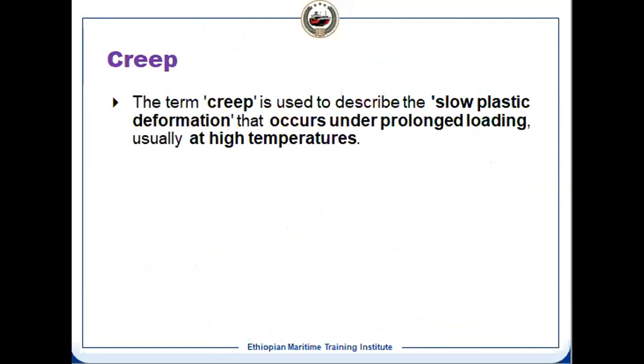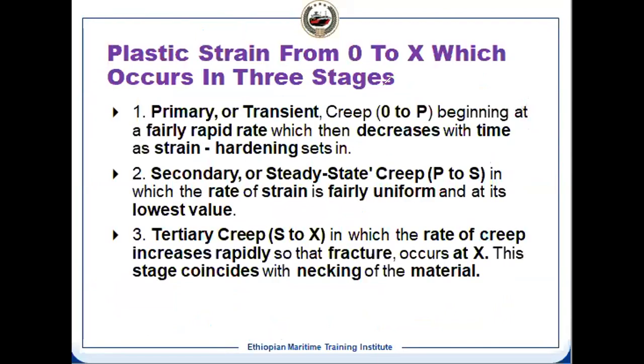The plastic strain has three parts, as we have seen before. 0 to P is the primary, then secondary, and tertiary. Tertiary will be failure. In primary, the stress and strain relation, if you see, the curve will increase sharply, but it will decrease in the secondary phase, P to S. So why is that?